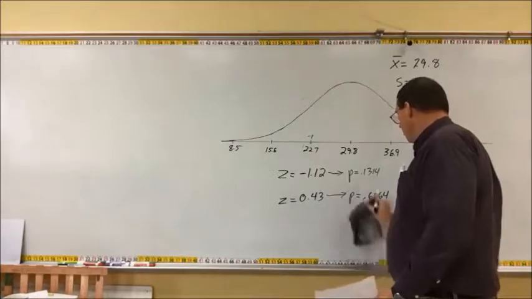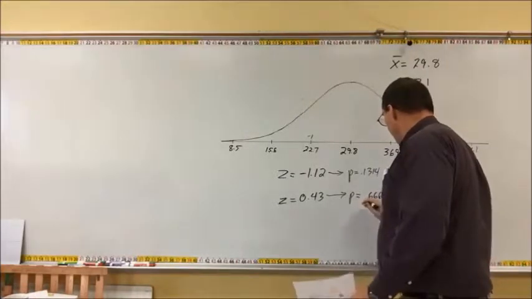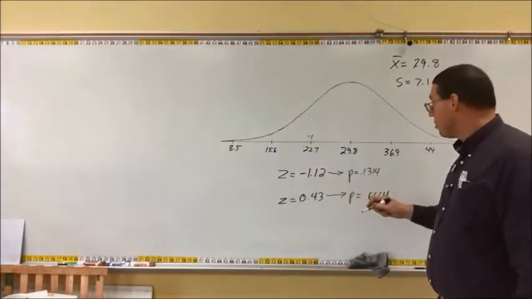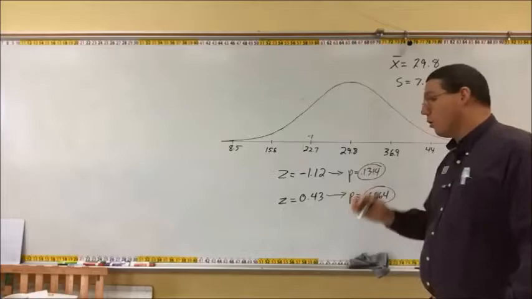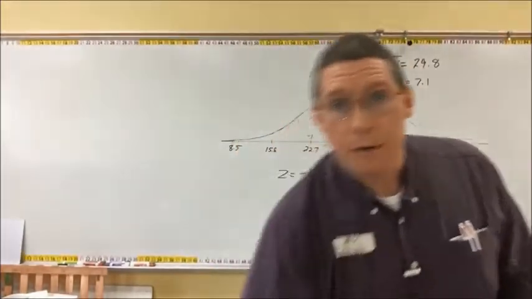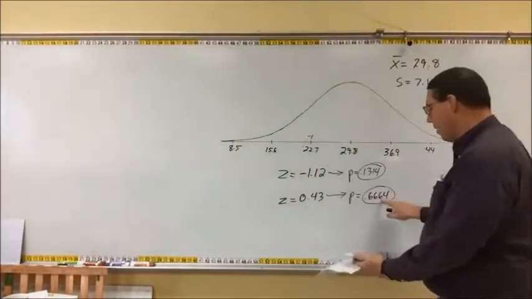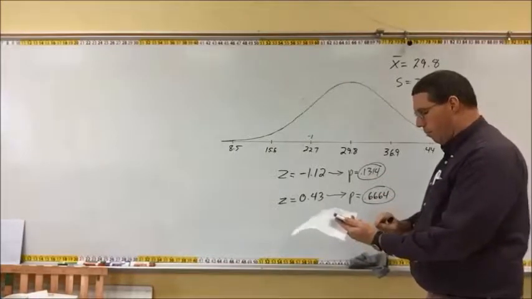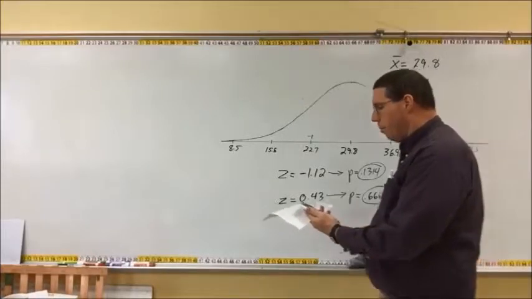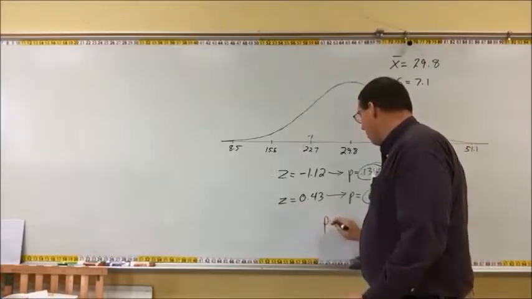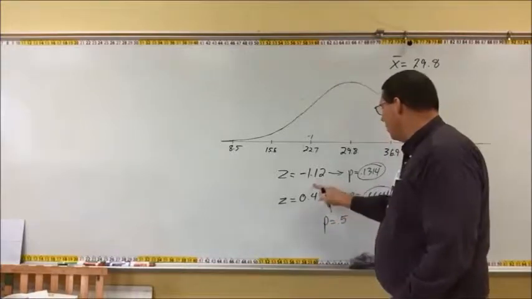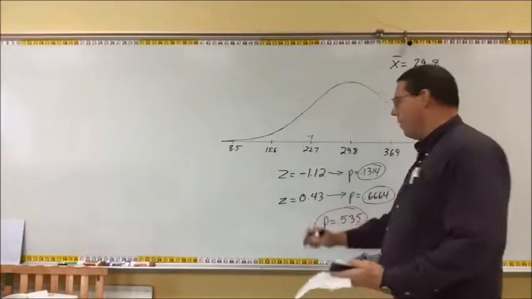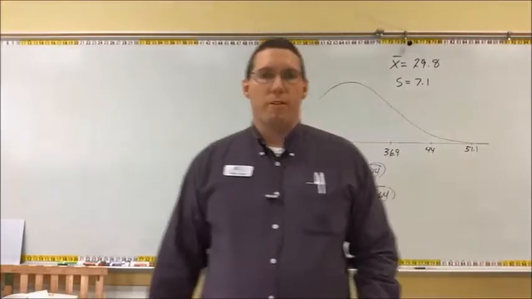And then what we do to find the proportion between them is you subtract the smaller one from the larger one. So let me grab a calculator, and what I'm going to do is I'm going to take the larger p-value, 0.6664, and subtract the smaller p-value, 0.1314, and I get 0.535. So the proportion between these two z-scores is 0.535, and that's our answer. So that's a summary of what we did in day 5.